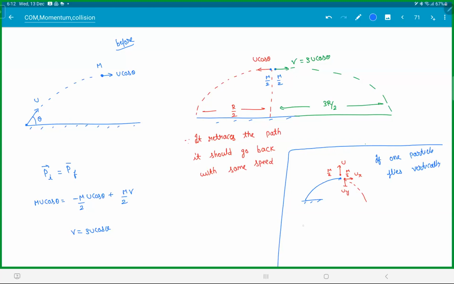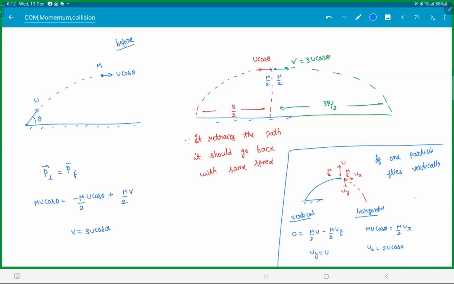So then it would be like, in the vertical direction, initially momentum is 0. This will be m by 2 vy is equal to minus m by 2 uy. So uy will be equal to u. And in the horizontal direction, m u cos theta will be m by 2 ux. So ux will be 2u cos theta.